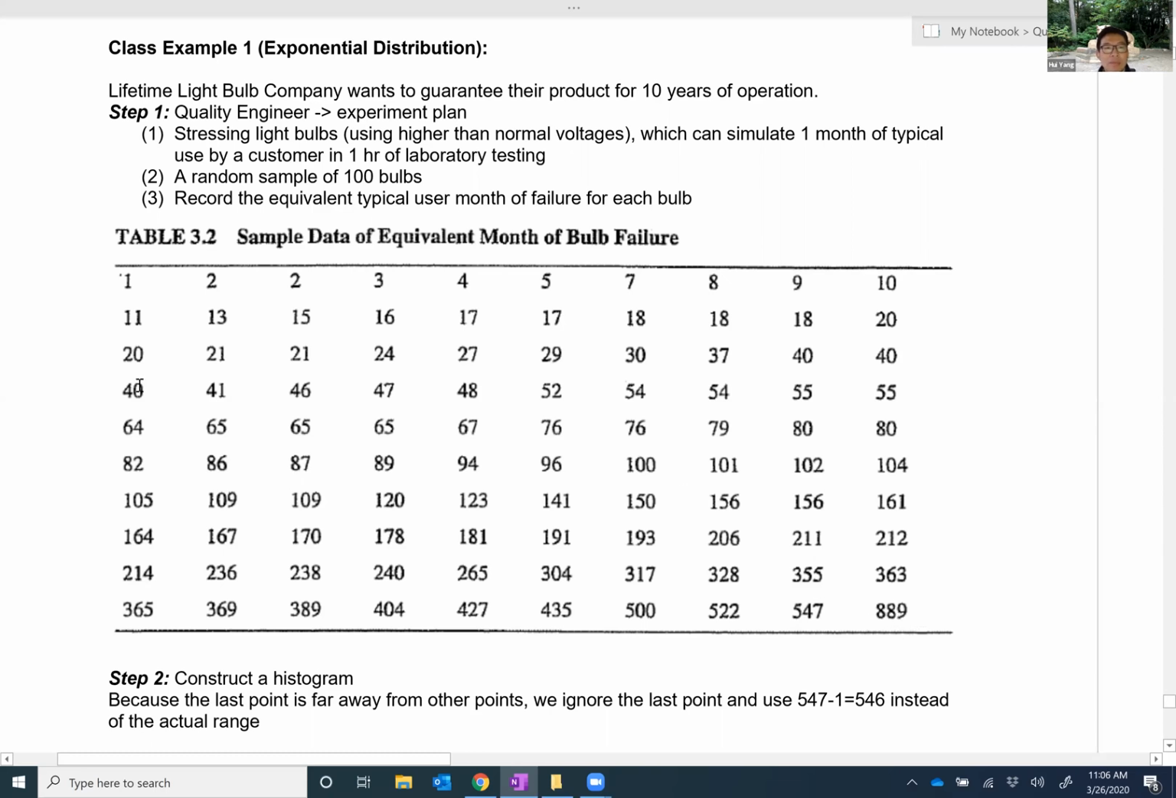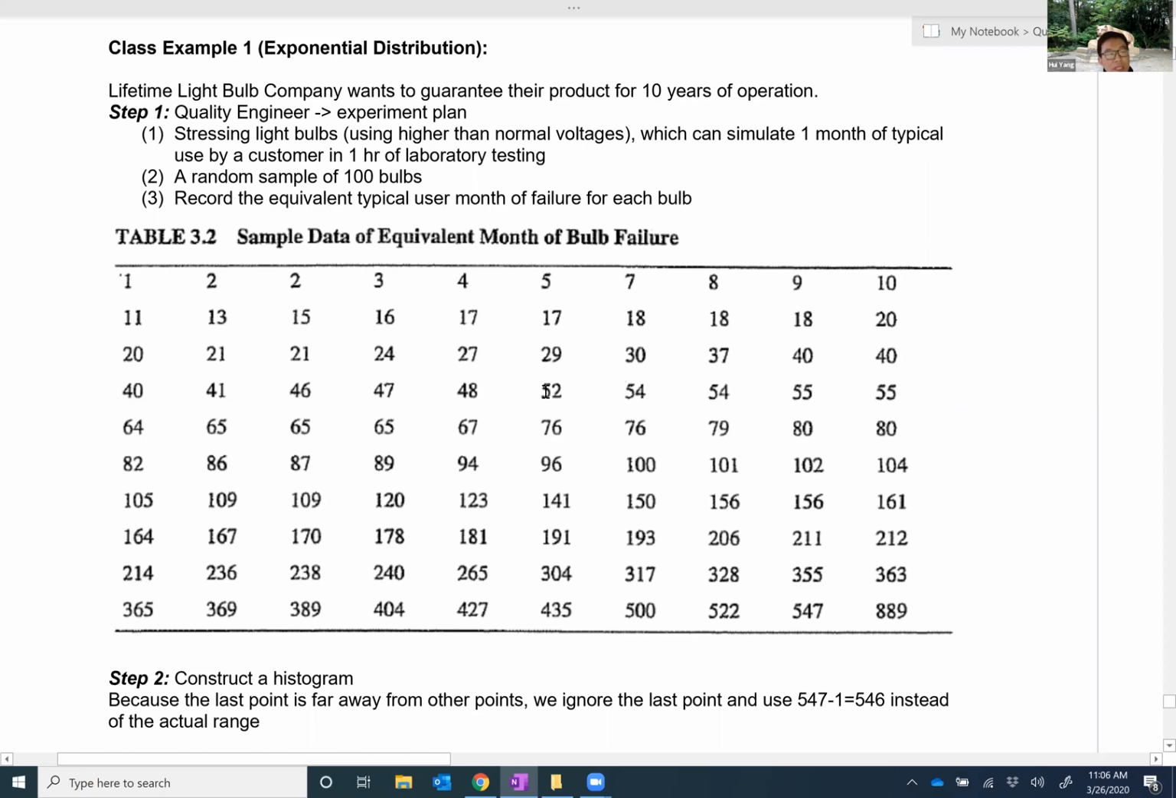So you see, 1, 2, 3, 4, 5. 1, 2, 3, 4, 5. So this is 10. And this is 1, 2, 3, 4, 5, 1, 2, 3, 4, 5. So in total, we have 100 light bulbs. Each value is the lifetime of the light bulb. So this one failed at month 4. This one failed at month 52.